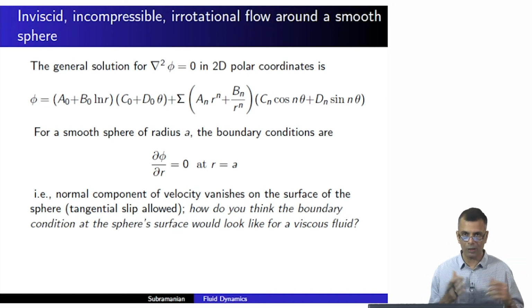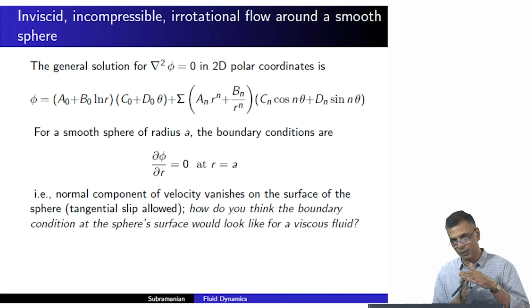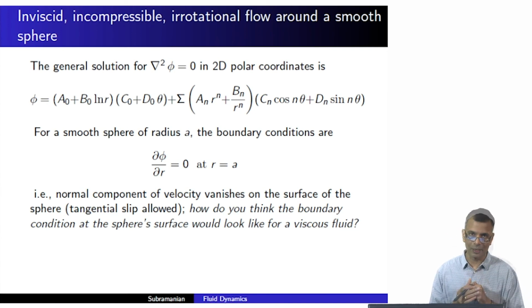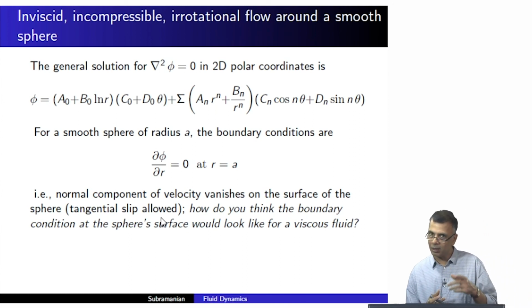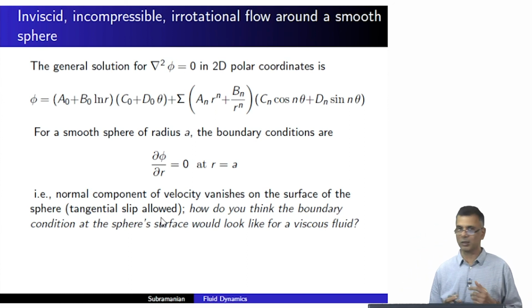That's how you think about it. Think of the flow, for instance, of honey past a solid sphere as opposed to the flow of a less viscous fluid such as water past a smooth sphere, right? Water tends to slip more easily at the surface, whereas honey tends to stick. So tangential slip is allowed for an inviscid fluid, not allowed for a viscous fluid. Okay, so at any rate, we are now talking about inviscid fluids.